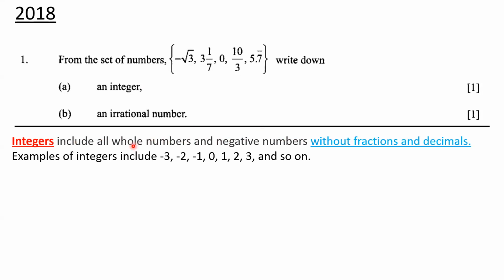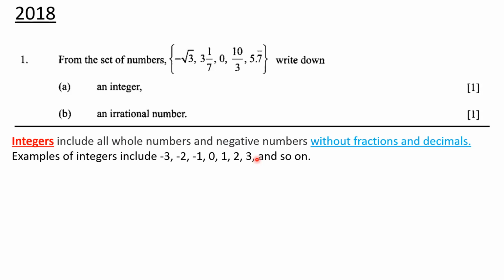So when you're looking at integers, you cannot include fractions. So 2 over 4, 1 over 4, 1 over 5, all of those are fractions and you cannot include them. Neither decimals, so decimals do not count as integers. So 1.5, 2.3, 7.8 are not integers. But what are integers then? Examples of integers include -3, -2, -1, 0, 1, 2, 3, and so on. So you're looking at positive whole numbers, negative whole numbers, and 0. That's what we mean by integers.